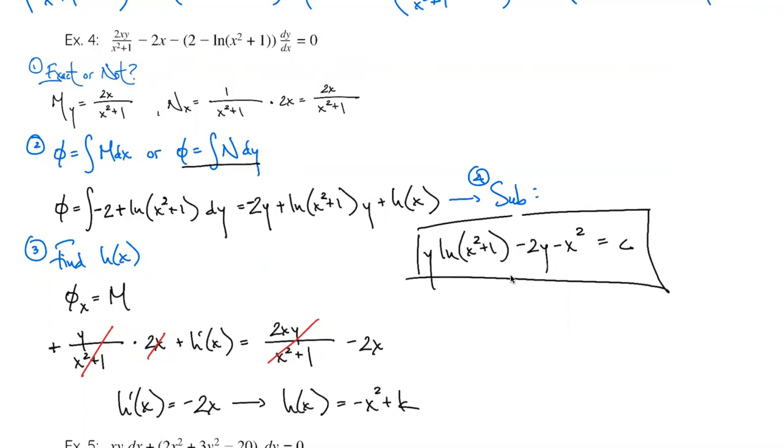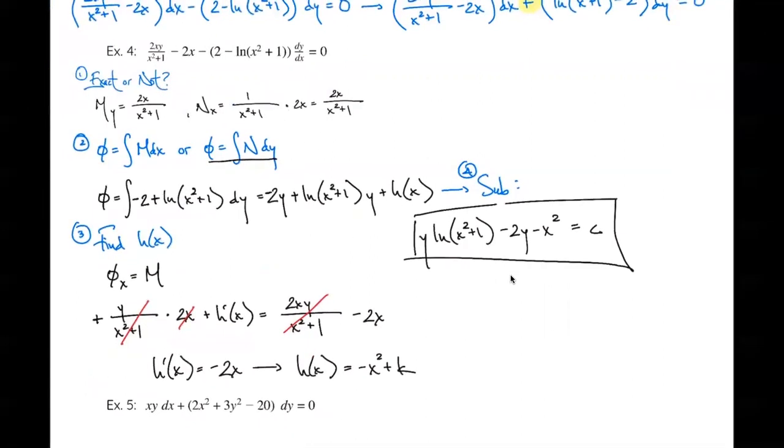Okay. Now, if you had initial conditions, you would still do all of this work, and then you would have a step 5 where you plug in the initial condition, and you'll actually be able to find a numerical value for C. Okay.